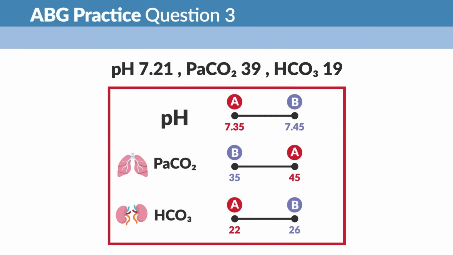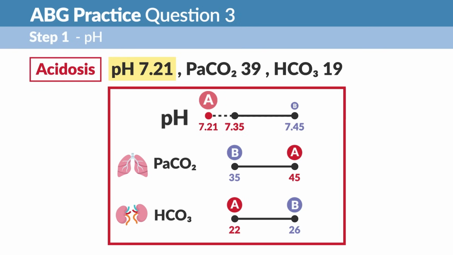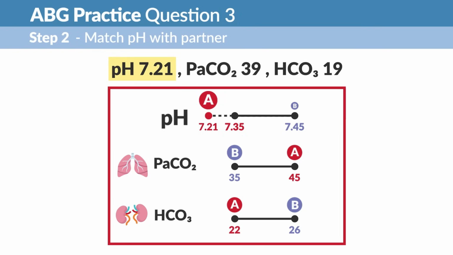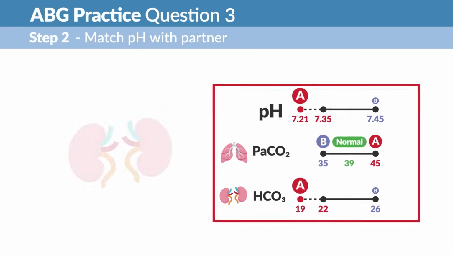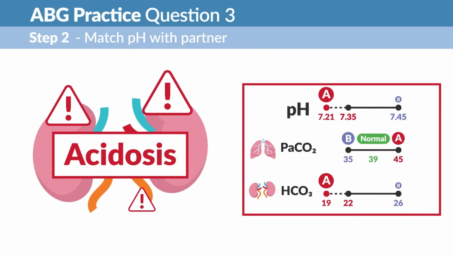Okay, the next question, ABG practice question number 3. The pH is 7.21, PaCO₂ is 39, and HCO₃ is 19. So we fill out our marching band suit. And step 1, looking at the pH because it's primary. 7.21 is way below 7.35. So we know it's the A of acid. Then in step 2, we're going to find our acid match here. So CO2 is 39, that's in normal range, so there's no match. And HCO₃ is 19 on that A side, so we have our acid match. So the kidney icon tells us it's metabolic acidosis.